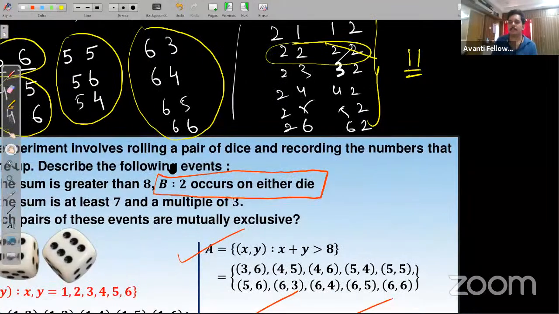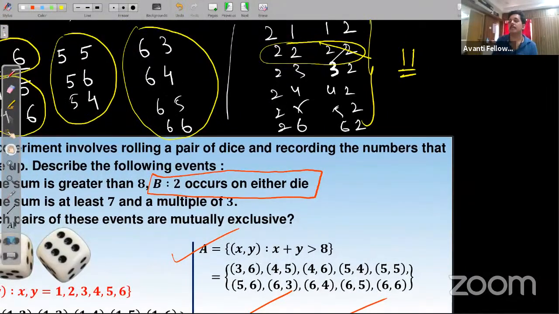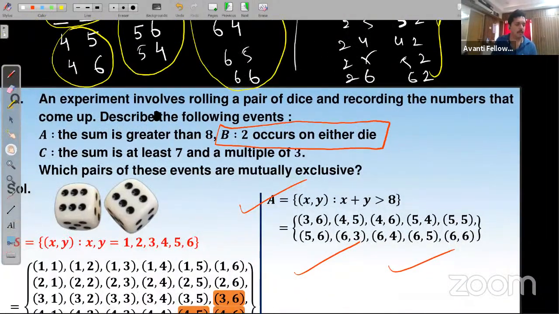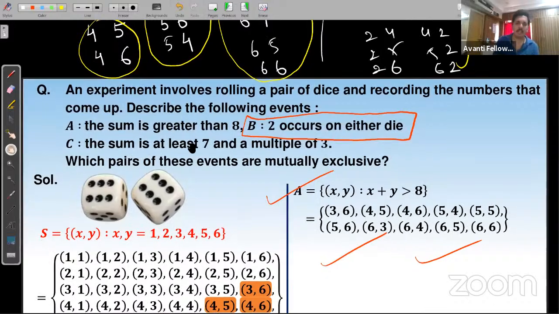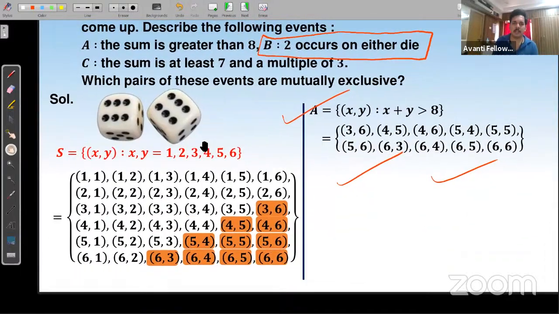Guys, clear? So now please tell me what is the third one. Come on, what is the third one, guys? The sum is at least 7 and a multiple of 3. Okay, that you can just look at the sample space and try to give me the answer.